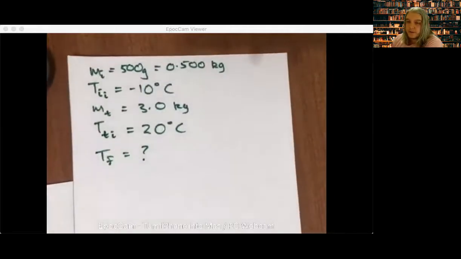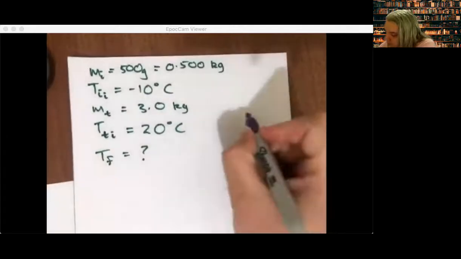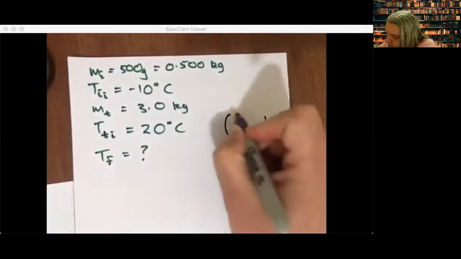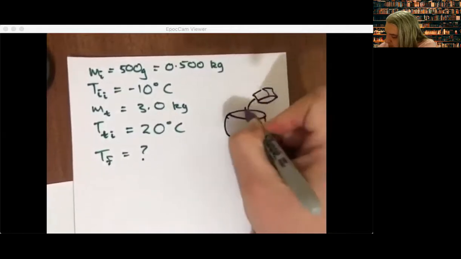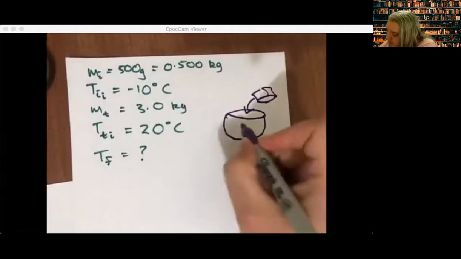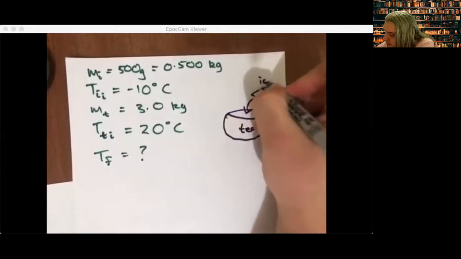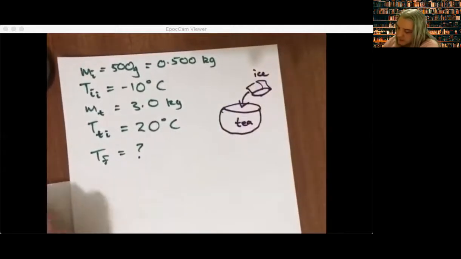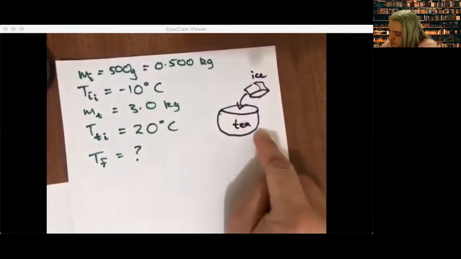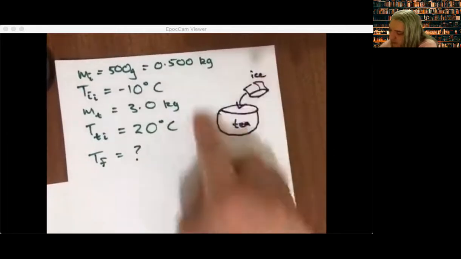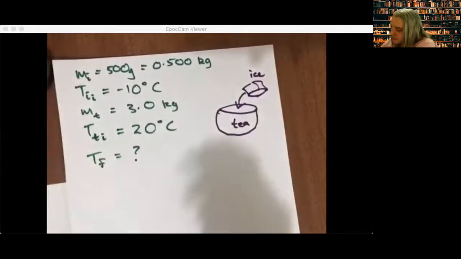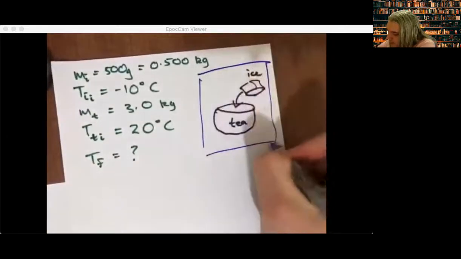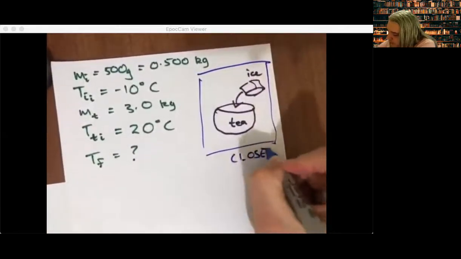So how do we go about this? Well, what we need to think about is that overall, our system is a bunch of tea. Right, here's our tea, and we're taking a bunch of ice and we're putting it into the tea. So here's our tea, here's our ice. What is our system? Well, the system overall is the whole thing, but that doesn't help us because this whole system we're assuming is completely isolated, that it's a closed system. So this is a closed system.